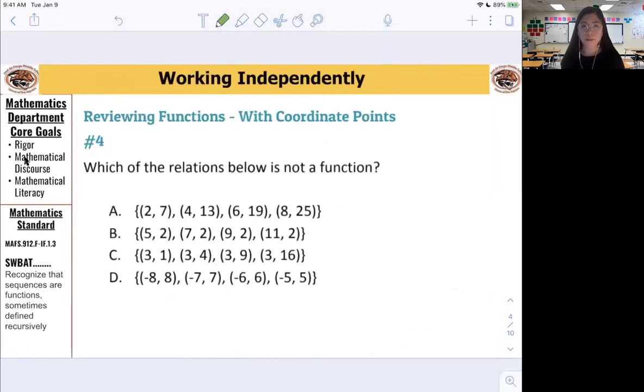And then finally with number 4, one last way that you might see this type of problem where it's asking if it is or if it's not a function, you want to look at all of the input values and see if there's any repeating numbers. So in letter A, I have a 2, a 4, a 6, and an 8. No repeating values, I am good to go. It's not A. For B, I have 5, 7, 9, 11. No repeating values, I'm good. This is definitely a function.